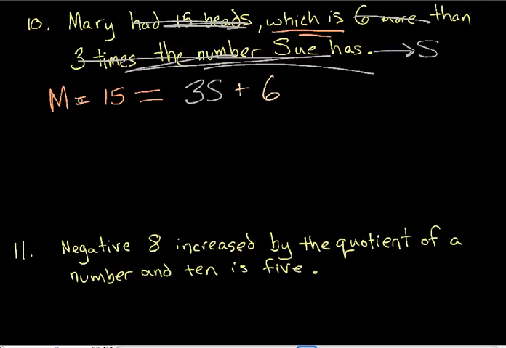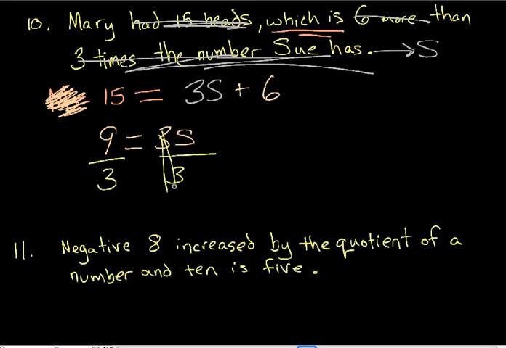I can forget about this m now. Now I have an equation right there: 15 equals 3s plus 6. Subtract 6 from both sides. I get 9 equals 3s. Divide both sides by 3. These 3's cancel out. I get s equals 9 over 3, or just simply s equals 3. That's the number Sue has.